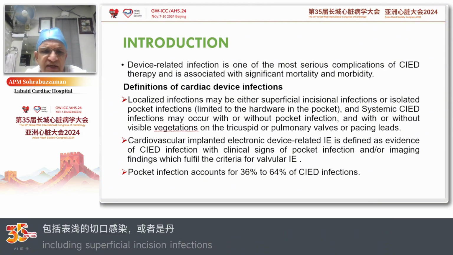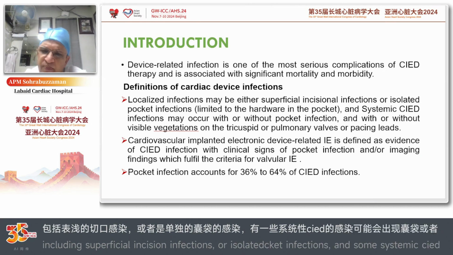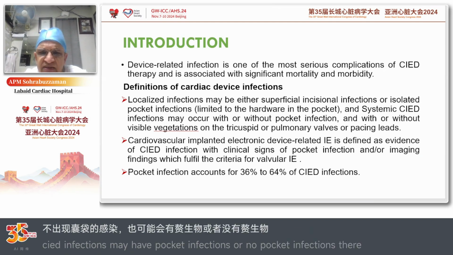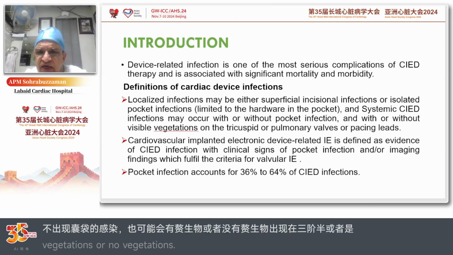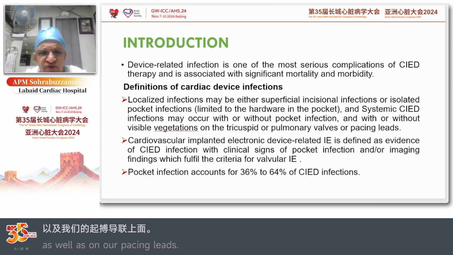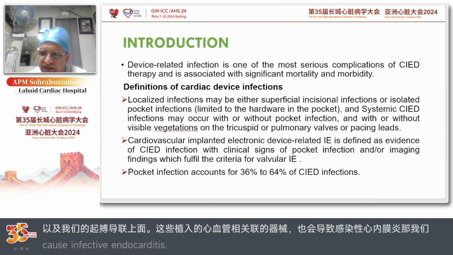Systemic CIED infections may occur with or without pocket infection, and with or without visible vegetations on the tricuspid and pulmonary valves or passing leads. Cardiovascular implanted device-related infective endocarditis is defined as evidence of CIED infection with clinical signs of pocket infection and/or imaging findings which fulfill the criteria of valvular infective endocarditis. Pocket infection accounts for 36 to 64% of CIED infections.